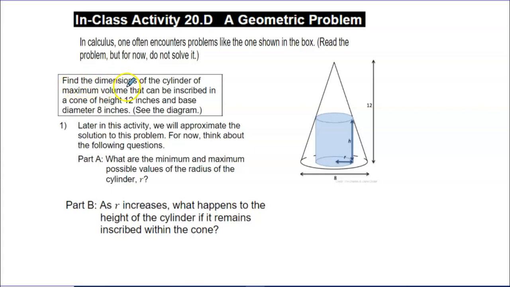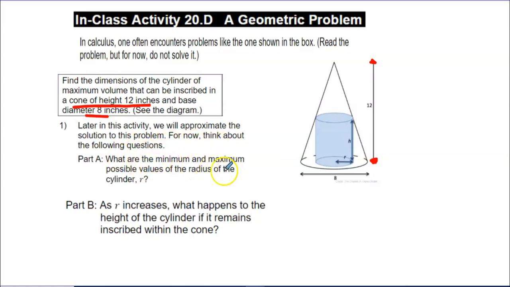Find the dimensions of the cylinder of the maximum volume that can be inscribed in a cone of height 12 inches and base diameter 8 inches. And so you have a cone of height 12 inches and base of diameter 8 inches. Later in this activity, we will approximate the solution to this problem. For now, think about the following questions.